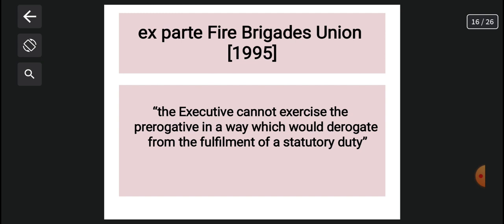Fire Brigades Union: the executive cannot exercise the prerogative in a way which would derogate from the fulfillment of a statutory duty. So no executive, or none of the Crown elements, can exercise the prerogative powers in such a manner which derogates from the fulfillment of the responsibility or duty of an authority, like the fire brigade.